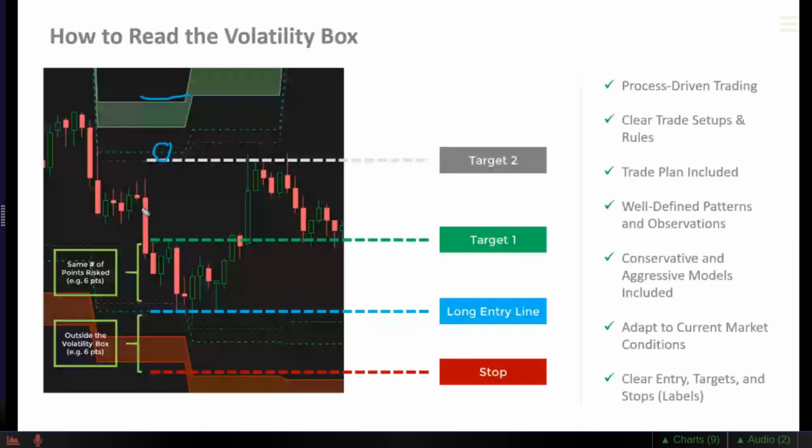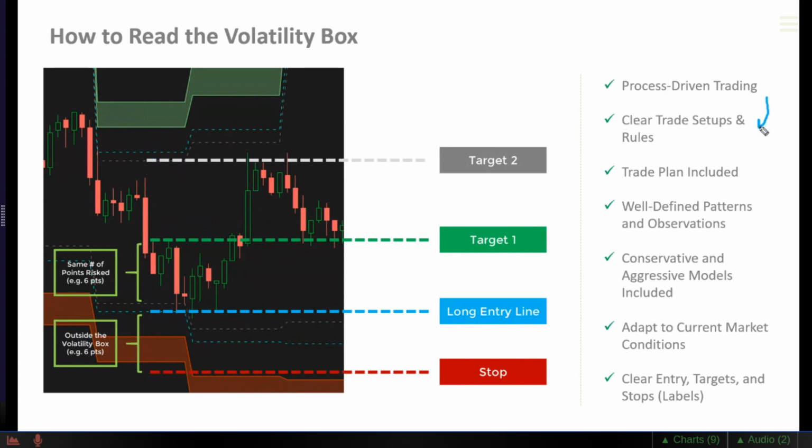But our entry line is where we enter. Stops are outside of the volatility box. Once again, your first target would be exactly what you risked. And so you've made sure to have a 1-to-1 risk to reward ratio. And your second target is the opposite side's target line, which is the gray dashed line. And really, all of this to say you have a process-driven trading approach.